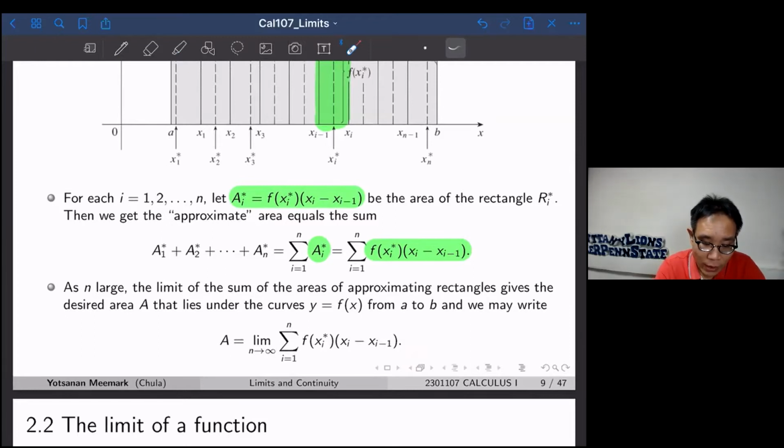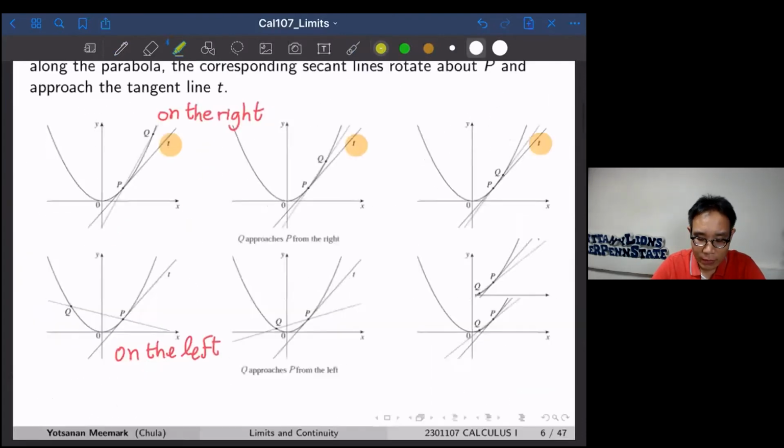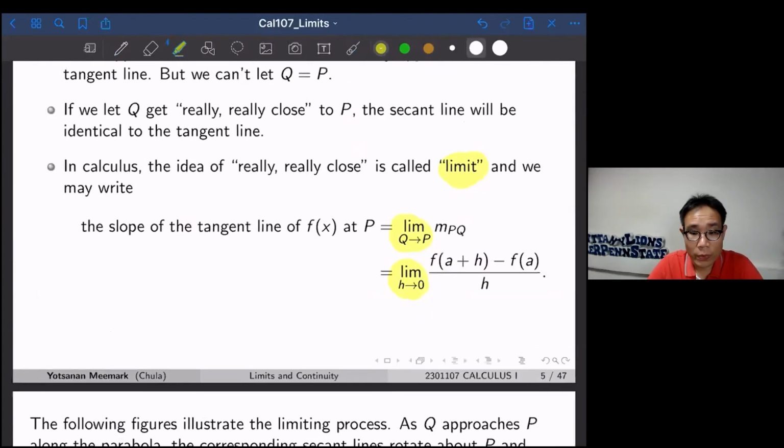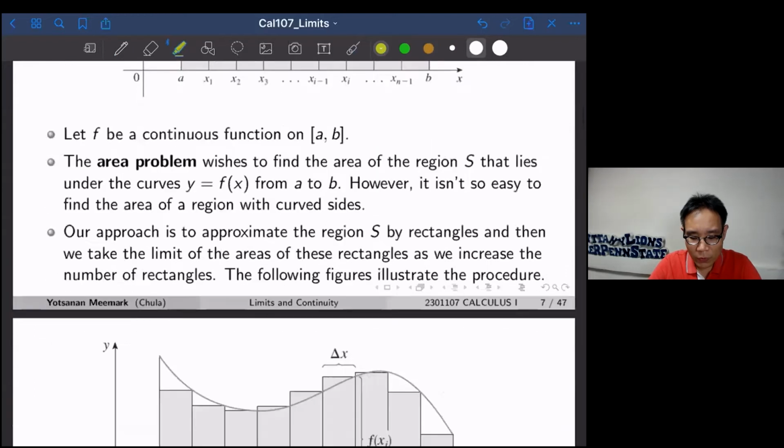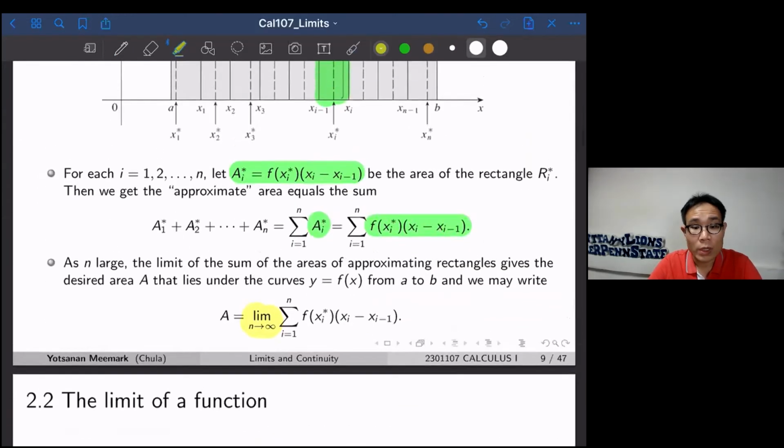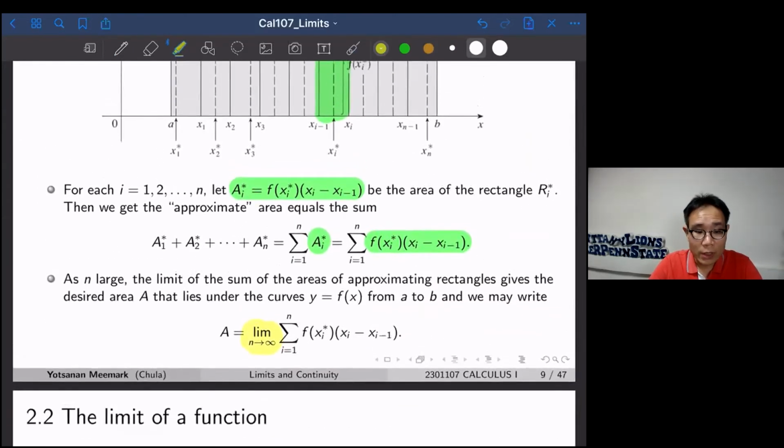Okay, so we have two concepts that we have seen here. It's going to be limit n go to infinity, and you're going to have limit x go to p, or limit h go to 0. So these are the two concepts that we're gonna study. One will be the limit to the point, another one will be the limit to infinity. To infinity means n large.